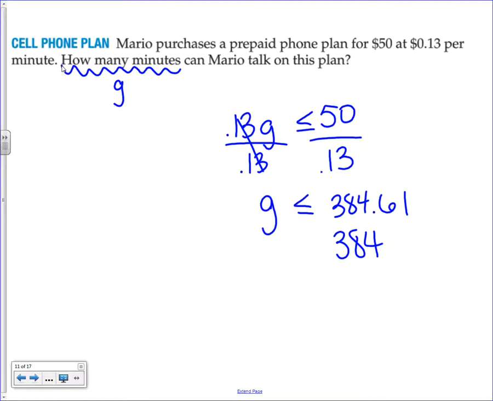Wonderful. So could he talk 400? Could he talk 300? Yes. Wonderful. That's a lot of minutes. Well, right, there's 60 minutes in an hour, right? So this is like 6 hours worth. Almost 6.5 hours of talking.